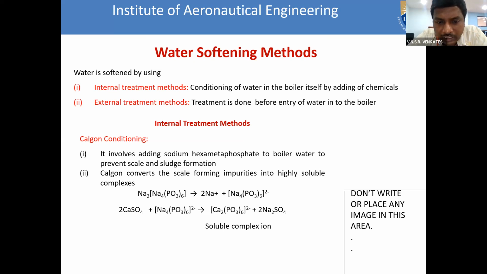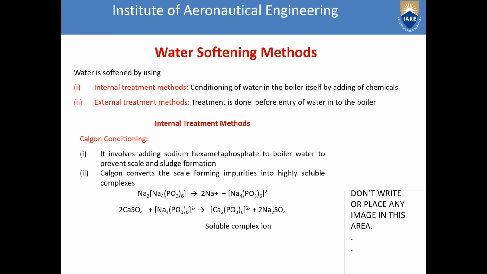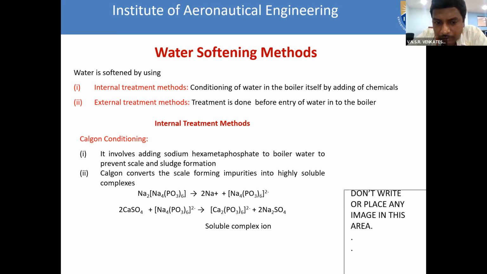Okay, how many methods are present in water softening? Internal and external. Okay, very good. Internal treatment means water softening takes place within the boilers, that is, conditioning of the water in the boiler itself by adding chemicals. External treatment means the removal of hardness-causing salts takes place before the water enters the boilers. That is, treatment is done before entry of the water into the boiler.